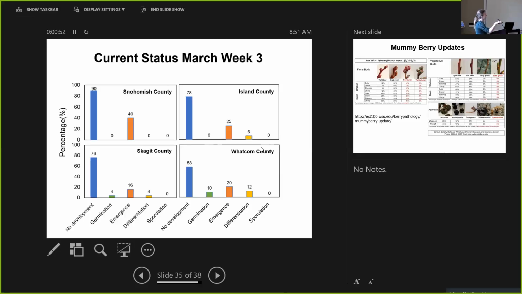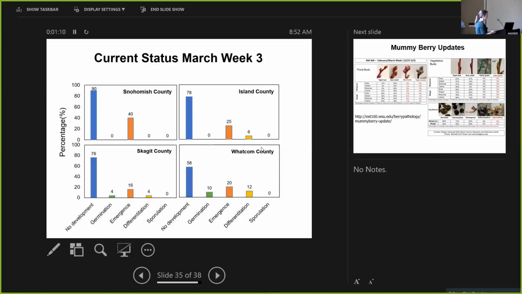However, in Whatcom County, it's a little more progressed, where more apothecia, well, 12% are at the differentiation stage. So they're not producing the spores yet, but they're starting to get to that stage just before where the cups are not opening yet.